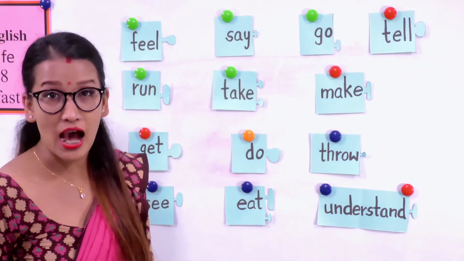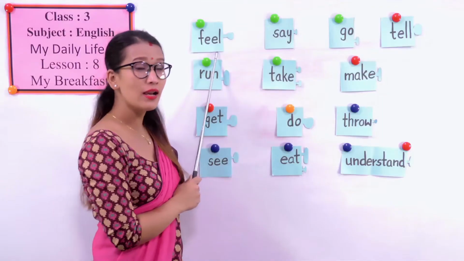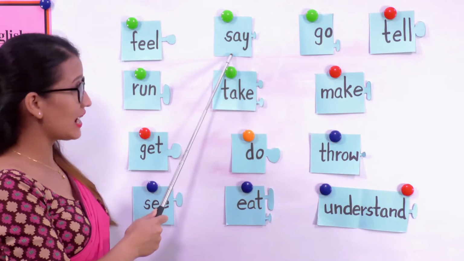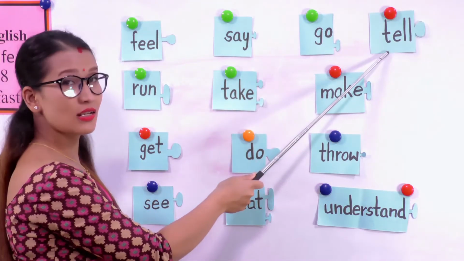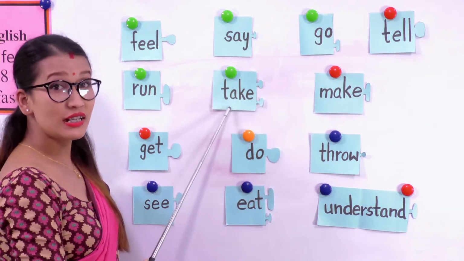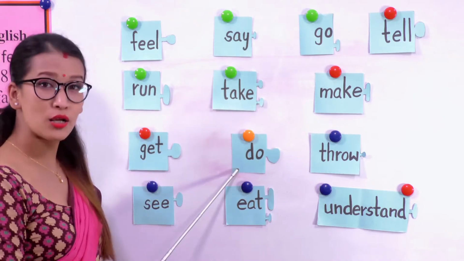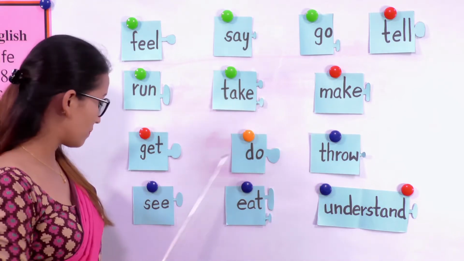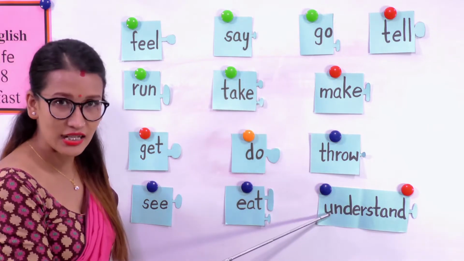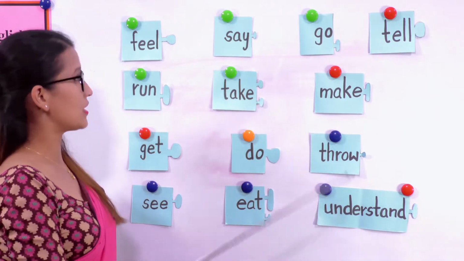Okay, children, now I have pasted all the verbs here on the board. Can you pronounce this word? Feel. Yes, very good. Feel. And this word? Say. Go. Say after me. Tell. Make. Take. Run. Get. Do. Throw. See. Eat. Understand. Say after me. Understand. Good. Okay.